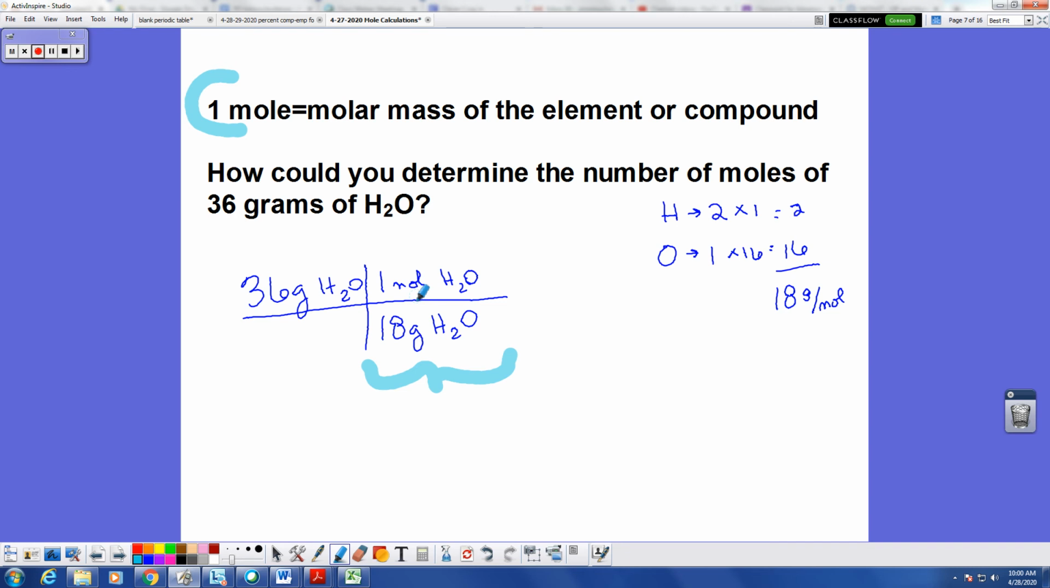Okay, so in this case, this works just like anything else in math. If you have something on the top and the matching thing on the bottom, they're going to cancel. So grams of water, those cancel. So then the units we're left with are moles of water, which is what it asks for, the number of moles. Okay, so then we just need to do this math. 36 divided by 18 would be 2 moles of water.